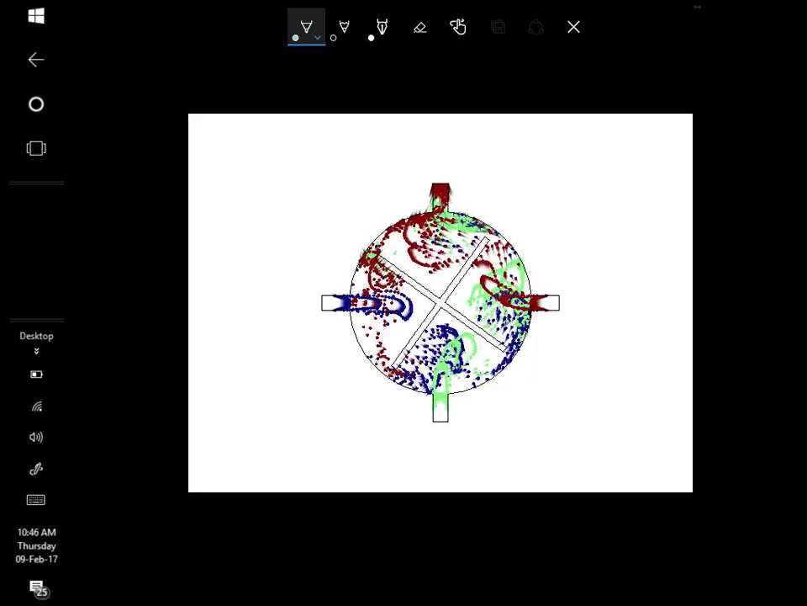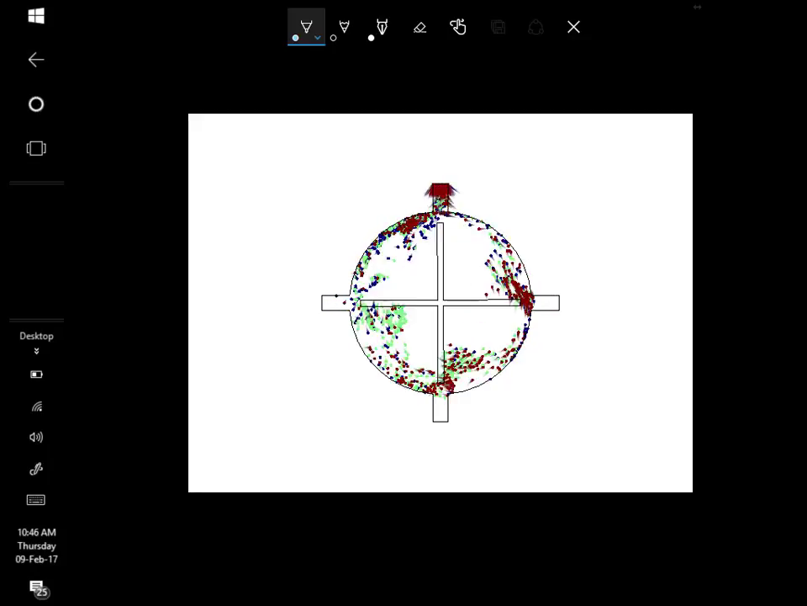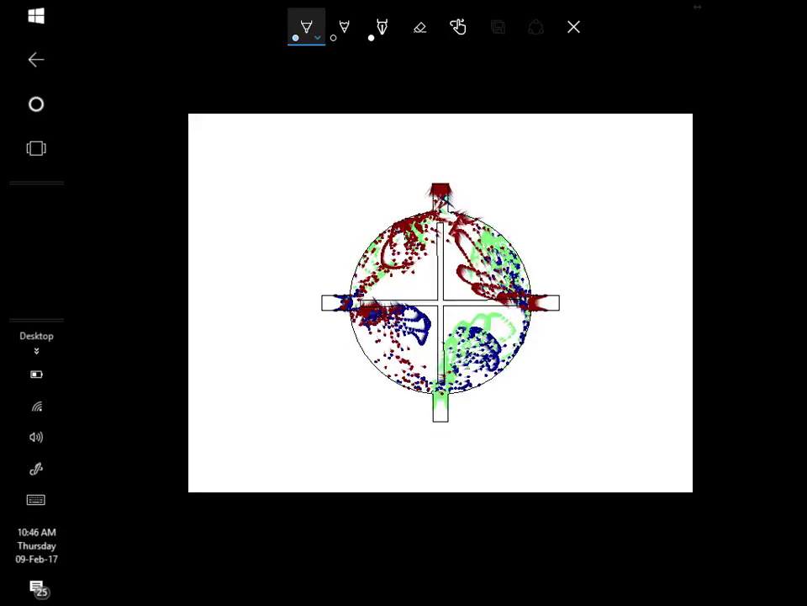So if you wanted to design a mixer and you wanted to try out some things before you did your experiments, this might be an approach to look at.